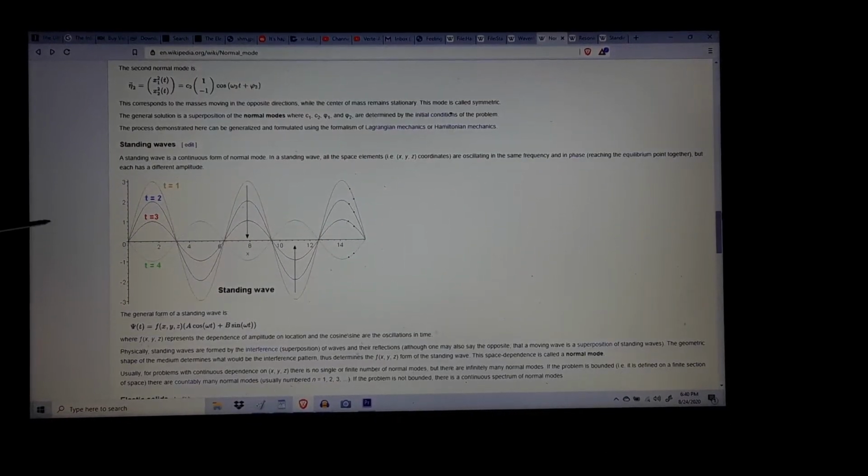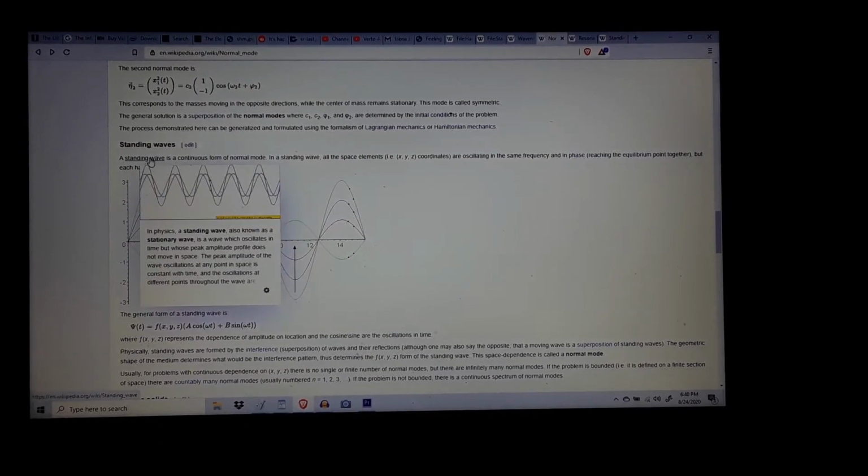All right, so this is a standing wave, and I wanted to show you this really cool thing. All right.